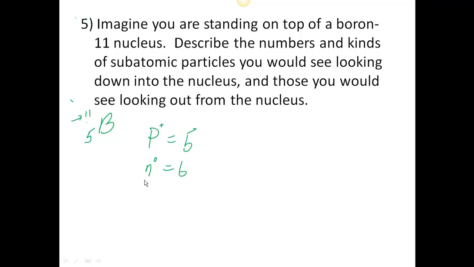And, of course, when you're looking out from the nucleus, you're going to see electrons, and because we do not have a charge, the number of electrons has to be the same as the number of protons.